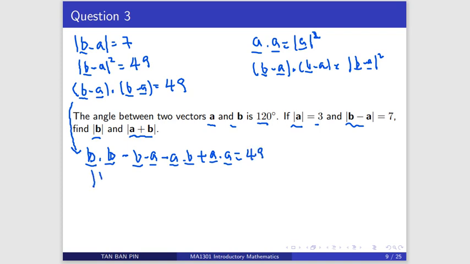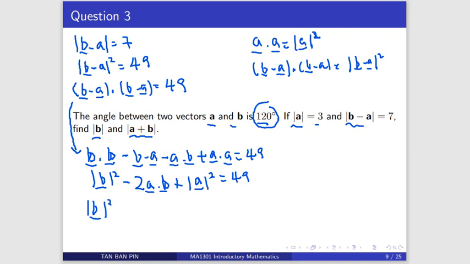B dot B gives you the magnitude of B squared. Then B dot A and A dot B are the same, so you can write 2 A dot B, then plus the magnitude of A squared, gives you 49. Now A dot B you can expand out. You are given the angle between A and B is 120 degrees. So this gives the magnitude of B squared minus 2 times the magnitude of A times the magnitude of B times cosine 120 degrees, then plus the magnitude of A squared, which is 3 squared, gives you 49.